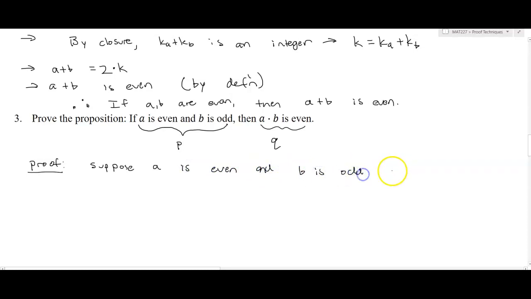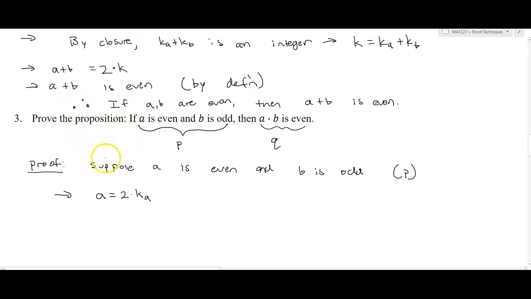Okay, all we're doing here is we just assumed P. And we want to show that anytime P is true, so is Q. So by definition of an even number, this means A is equal to 2 times, again, use KA, you can use K, J, W, whatever you want. You have to state what they are though.